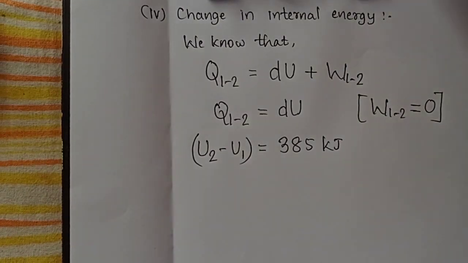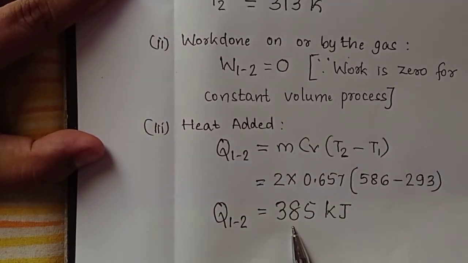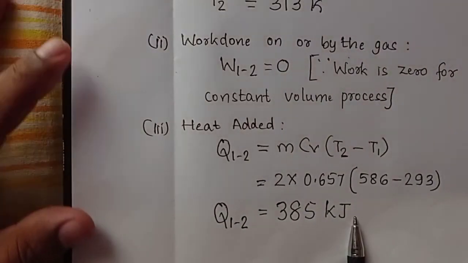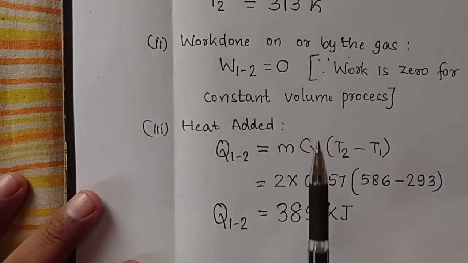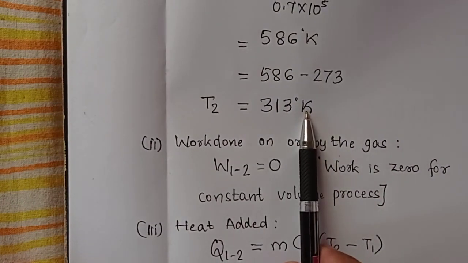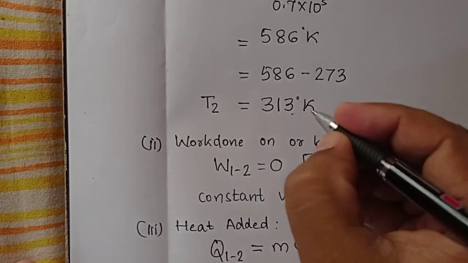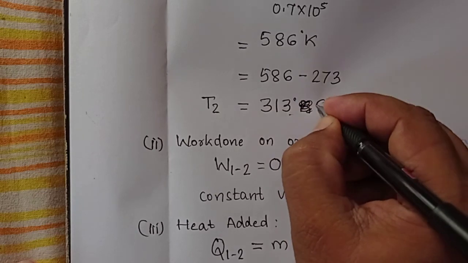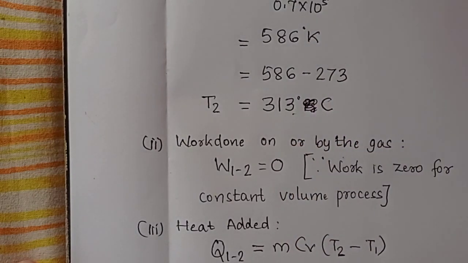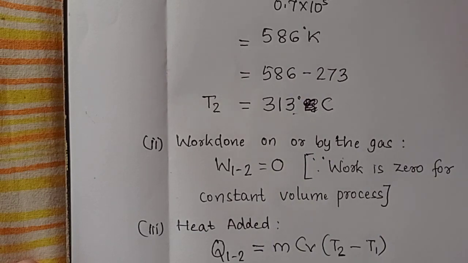Before that we have found out the value of heat added. Heat added is 385 kilojoules. Then work done on the gas is 0. Then the final temperature we have already found out, it is 313 degrees centigrade, that is 586 degrees Kelvin. So these are the things which were asked in the problem.